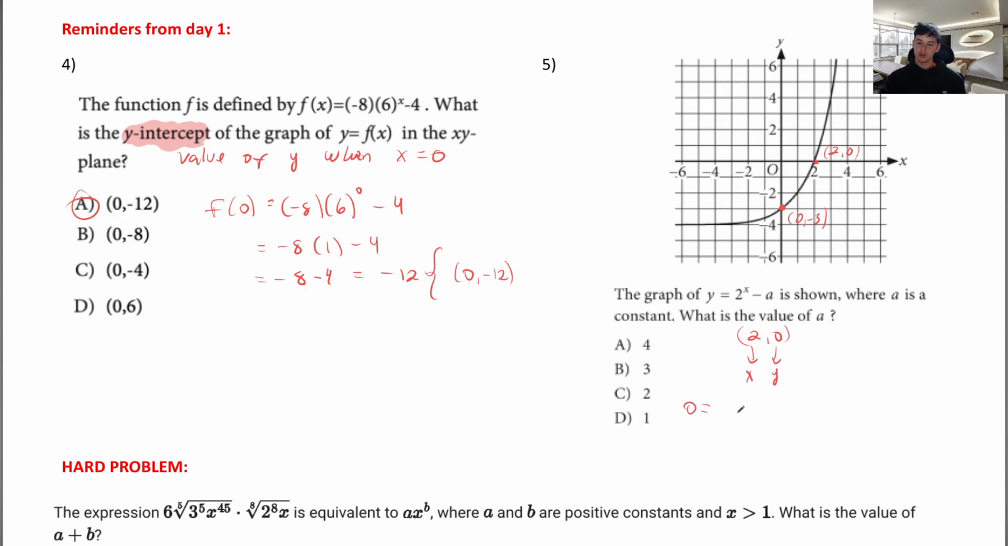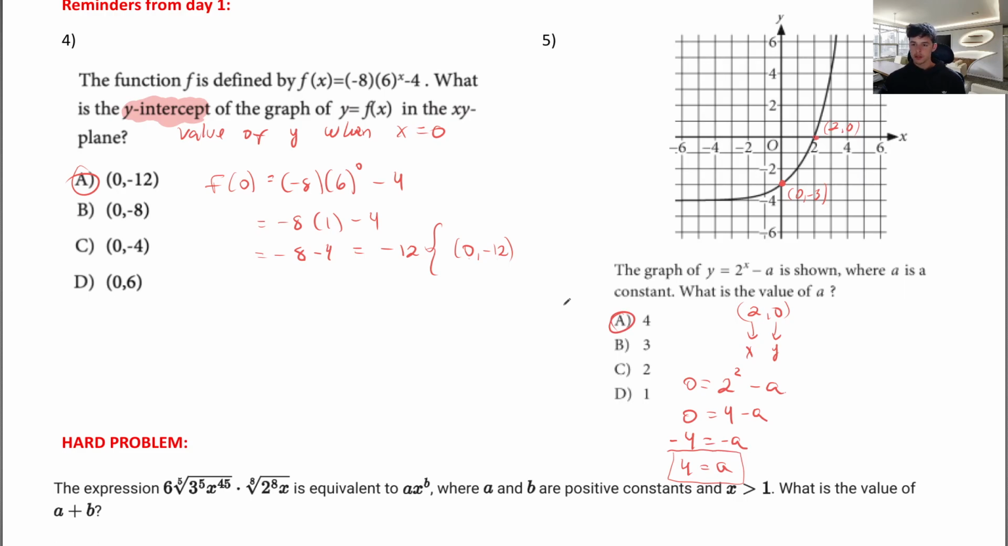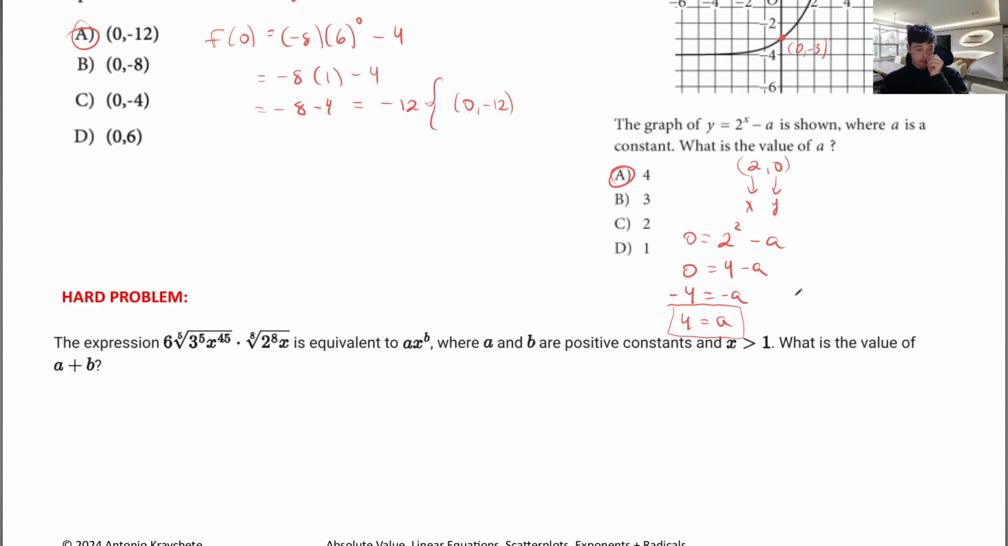So we know that 0 equals 2 to the power of 2 minus a. 0 equals 4 minus a. Subtracting 4 on both sides: minus 4 equals minus a. So a equals 4, because the minus and a minus cancel. So a equals 4. A is right. Very easy. Every time we have some kind of equation with a constant, we can always pick a point on the graph, sub in for x and y, and find the constant.